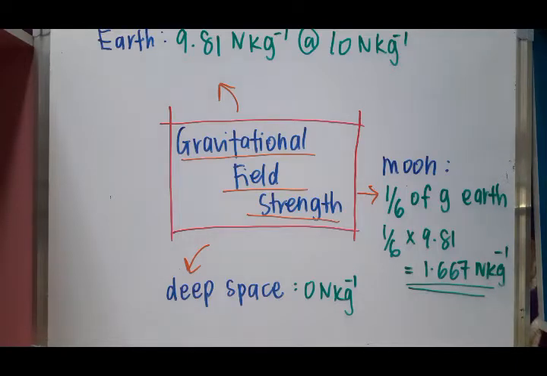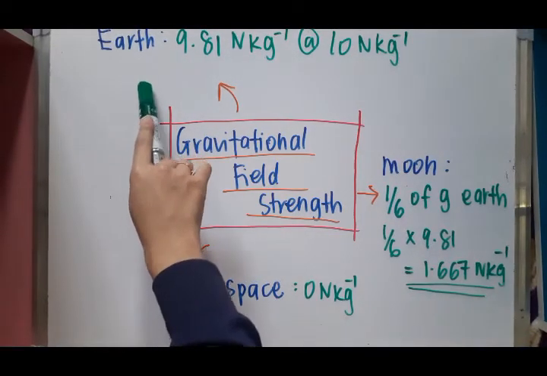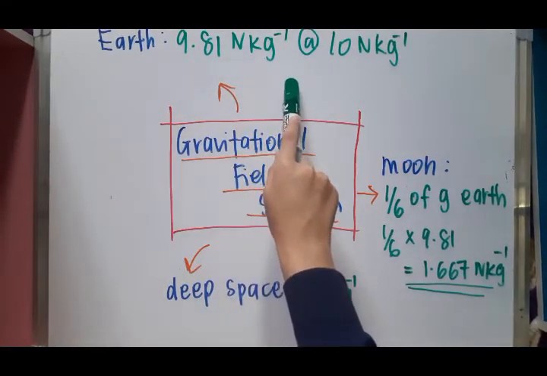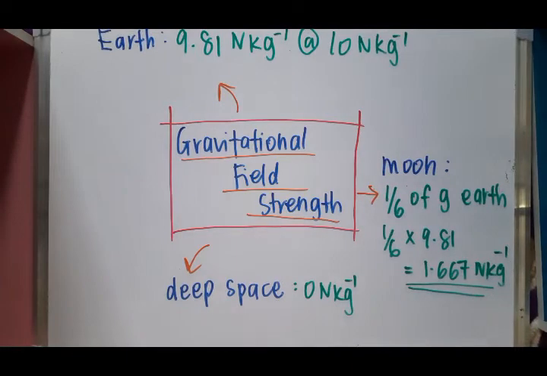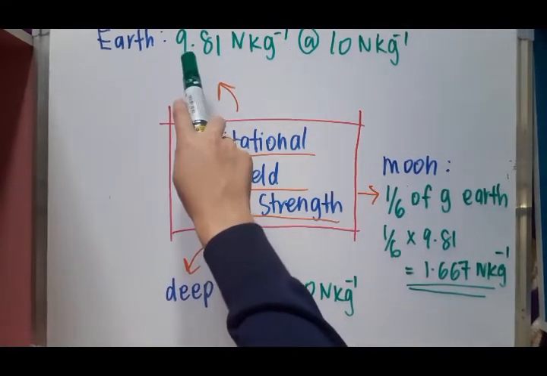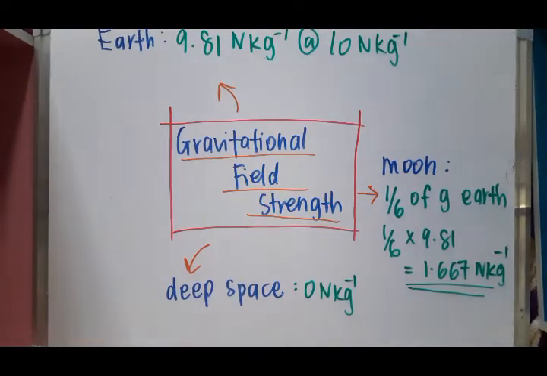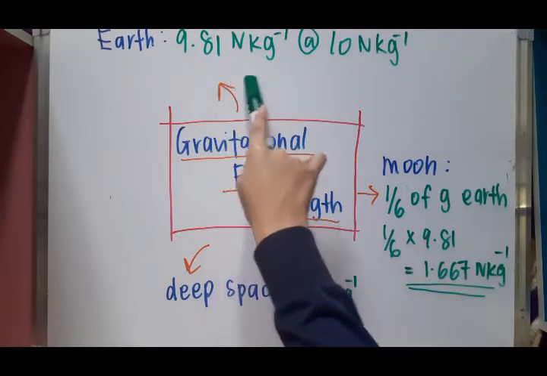Okay class, so let's move to the gravitational field strength value. We know that the gravitational field strength value for Earth is 9.81 Newton per kg, or sometimes the question gives us 10 Newton per kg. So if the question gives us the value of gravitational field strength of Earth as 9.81, we need to use 9.81. But if the question gives us 10 Newton per kg, we need to use the value of 10 Newton per kg. But if the question doesn't give us the value of gravitational field strength for the Earth, then we need to use 9.81 or 10.